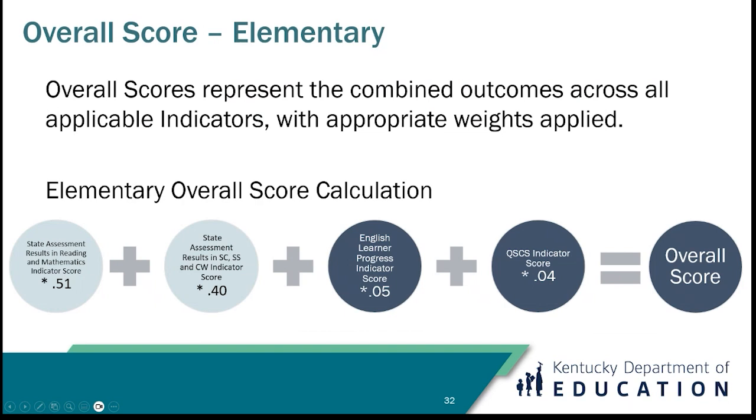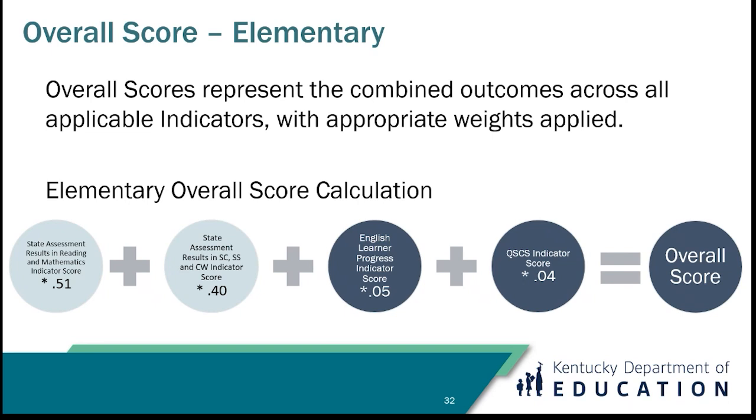As the slide states, the overall score represents the combined outcomes across all applicable indicators with the appropriate weights combined. You'll notice that for this example, the indicator for reading and mathematics and the indicator for science, social studies, and combined writing are a different color. That's simply to highlight the indicators that we're discussing in this particular training module.